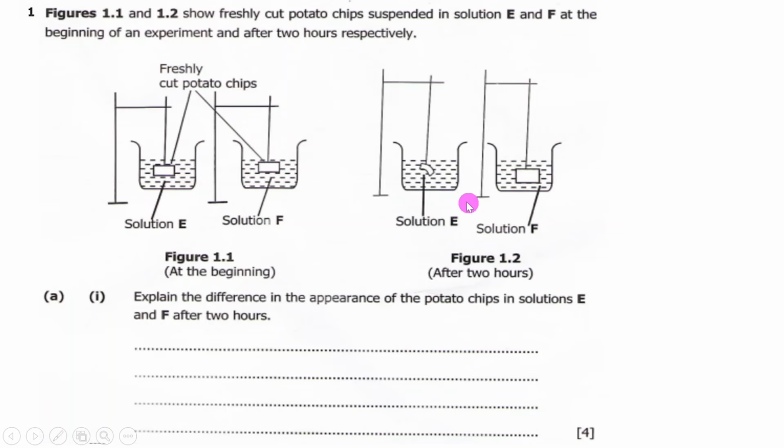Then after 2 hours we notice that the potato chip in solution E has this shape, and the potato chip in solution F has this shape. So in solution E, at the beginning, this was the shape. Then after 2 hours, this is the shape. In solution F, this is the shape of the potato chip, and this is the shape of the potato chip after 2 hours. Then part A, part 1 says explain the difference in the appearance of the potato chips in solutions E and F after 2 hours.